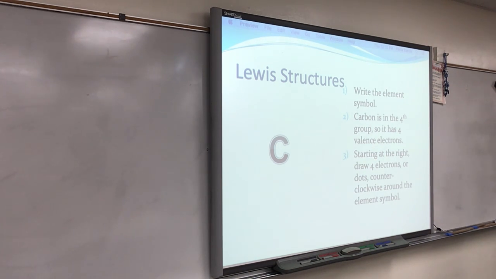Can I show you before you continue writing? If we need to draw them, we're always starting where did I say? On the right. See it over there? And then we're going to go counterclockwise. How many are we drawing? 4. See it over there? 1, 2, 3, 4. Again, I'm going back. 1, 2, 3, 4. That's how we draw the Lewis structure.